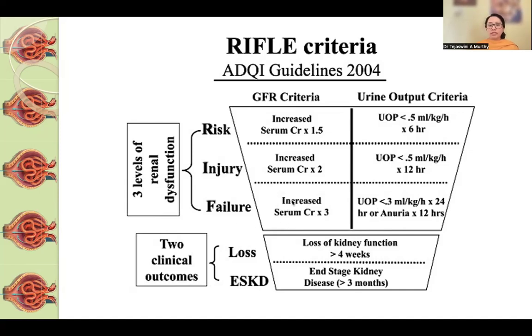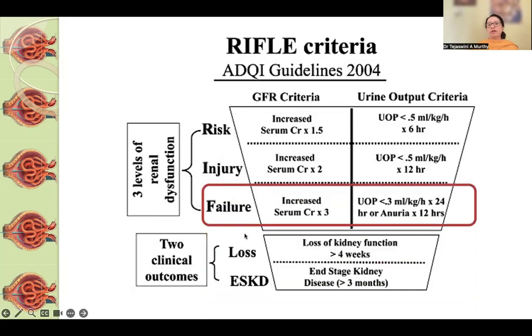So in RIFLE criteria, I want you to focus on the stage of failure. That is when dialysis will come into the picture, and that is usually termed as an increase in serum creatinine of more than 3 times the baseline. And we will not talk about loss and end-stage kidney disease, because that does not fall into the ICU setup, where loss of kidney function is more than 4 weeks.